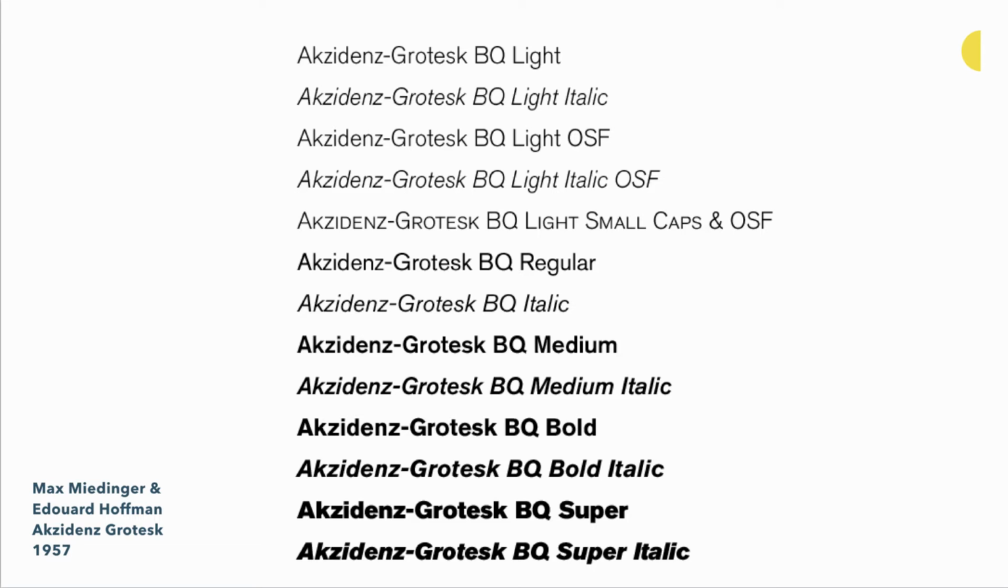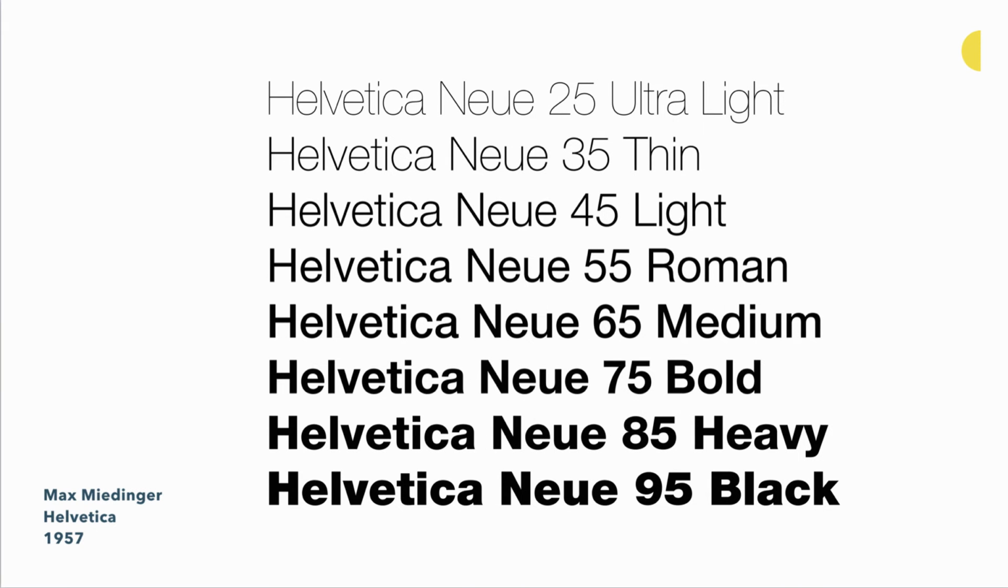Since the characters shared the same baseline, x-height, and ascender and descender lengths, they could all be used together harmoniously. In the mid-50s, Edward Hoffmann and Max Miedinger refined and upgraded Akzidenz grotesque fonts for the Haas Type Foundry in Switzerland, releasing them as New Haas Grotesk.